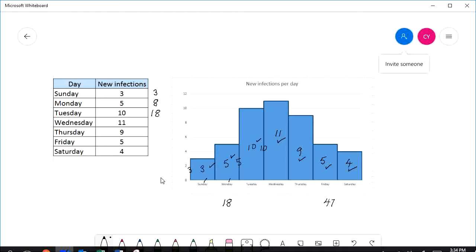Let's check it against our numbers over here. 18 plus 11 is 29. Plus 9 more is 38. Plus 5 more is 43. And 4 more is 47. So it works. The area of the rectangles all added up tells me the total number of people infected for the week. Now, you might well ask yourself, why bother with all that work?